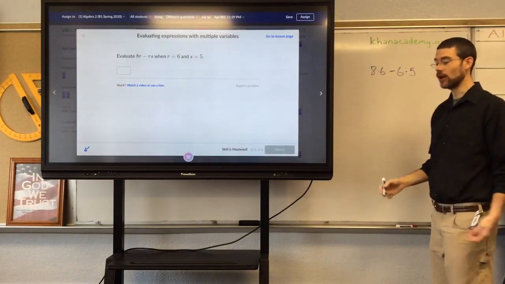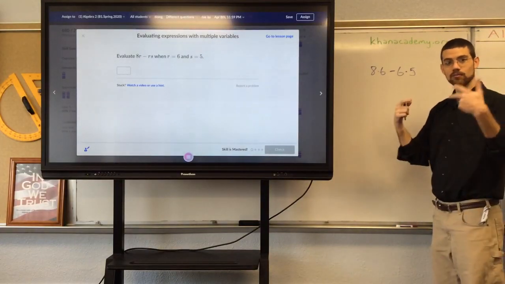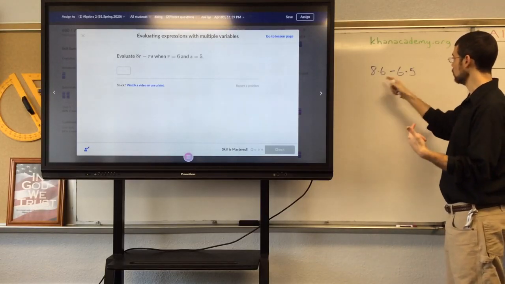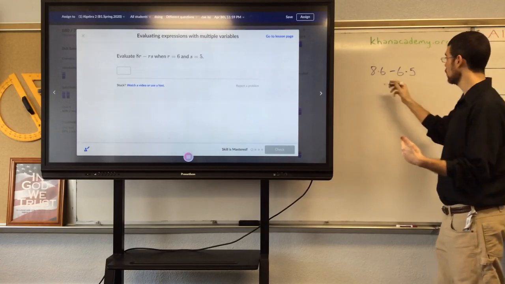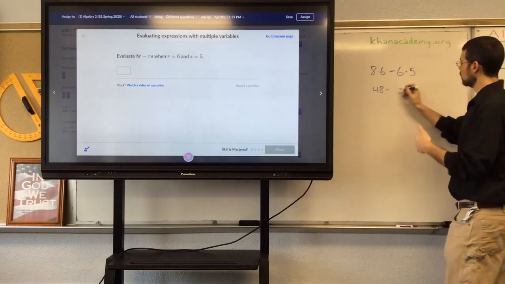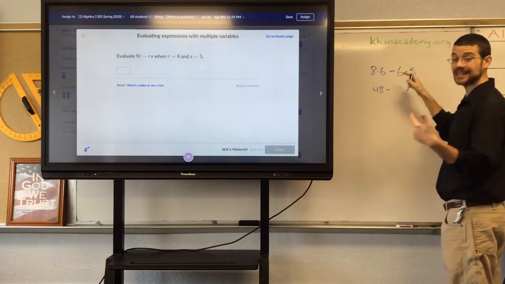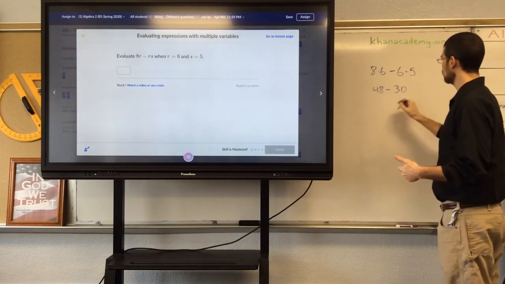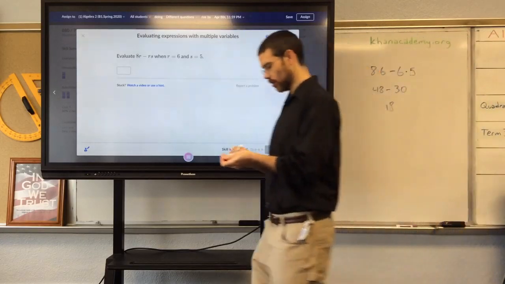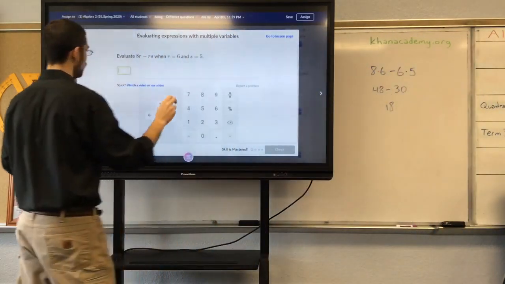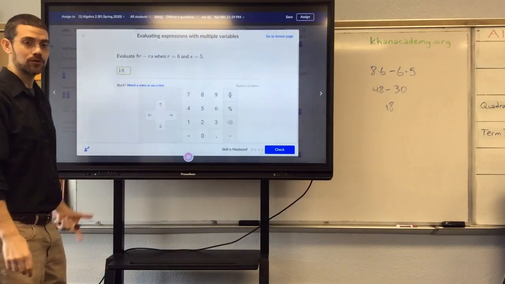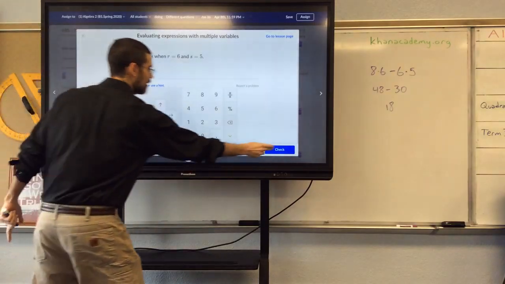And now I need to simplify. Order of operations says multiplication has to happen first before subtraction, so we'll do each of these multiplication parts. 8 times 6 is 48. 6 times 5 is 30. So 48 minus 30 is 18, and that's our simplified evaluation. Make sure you enter it just like you meant to. The computer believes you.